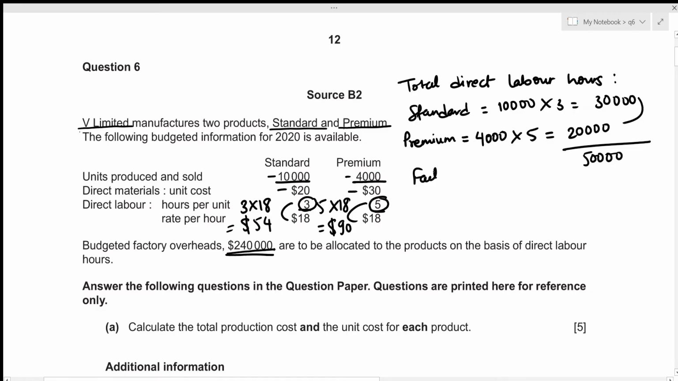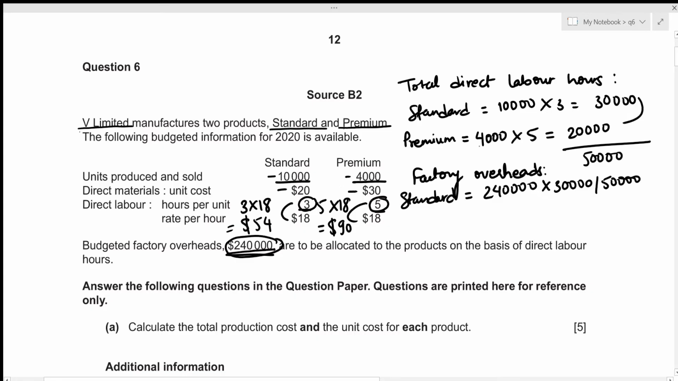Okay, so that's factory overheads. Now let's figure it out for standard. We know that we have the total factory overheads of 240,000 and we need to allocate it on the basis of direct labor hours. We know that 30,000 direct labor hours out of the total of 50,000 belong to standard. So the factory overheads for standard is 240,000 times 30,000 divided by 50,000, which results in 144,000.